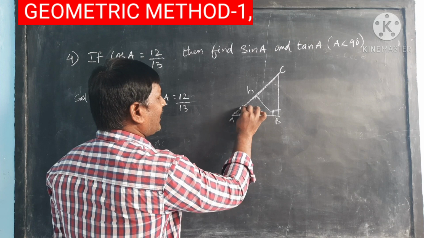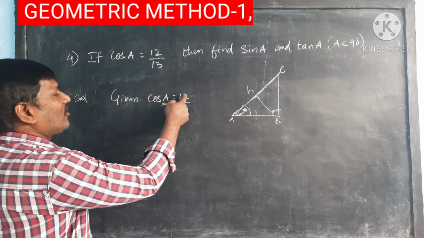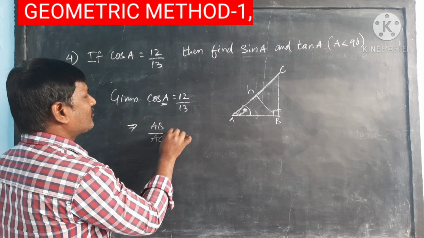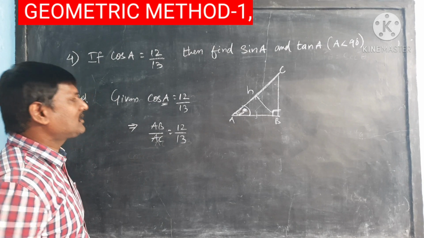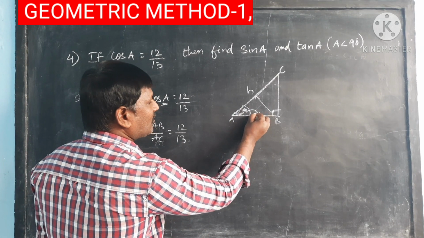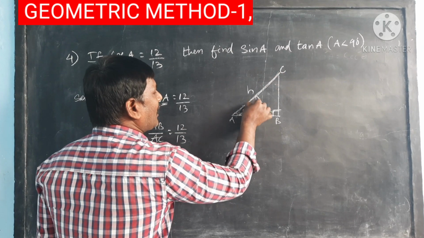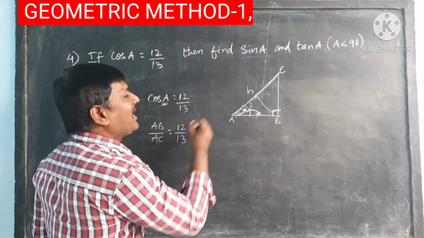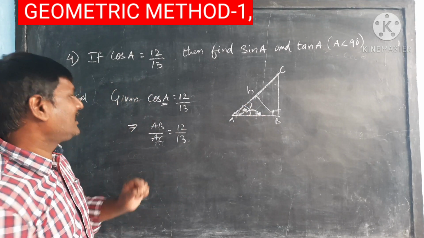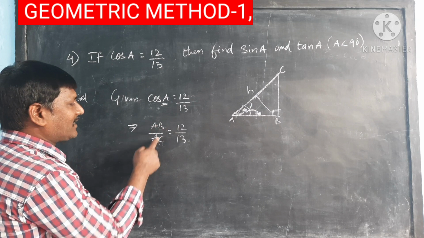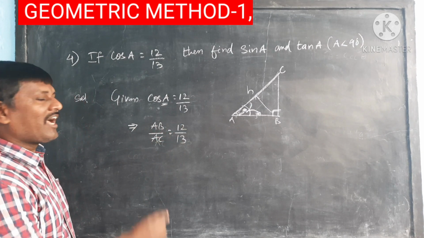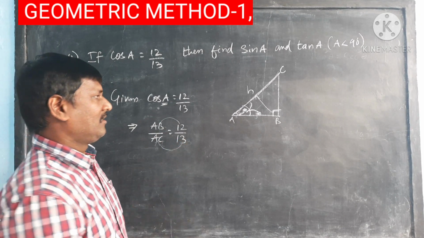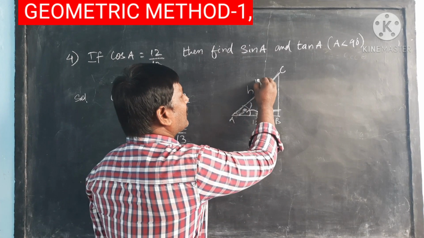Now we can write cos A is equal to 12 by 13, which implies AB by AC is equal to 12 by 13. This is because AB is adjacent to angle A and AC is the hypotenuse, and we know that cos A means adjacent to angle A over hypotenuse. Here we have two measurements of the triangle: AB is equal to 12 and AC is equal to 13.